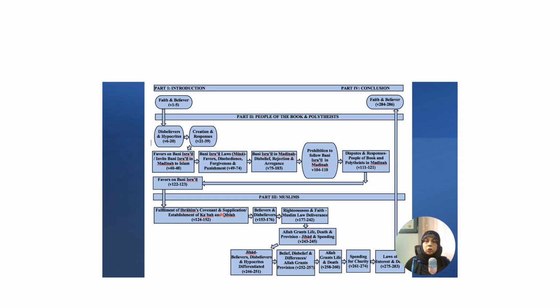So after this change happens, the laws of the Muslims are provided in this section in detail. So we see that religion does not change the idea of one God, but it changes the laws and the ways of worship. So in this section right here on fulfillment of Ibrahim's covenant with Allah, we learn how the Kabah was established by him.